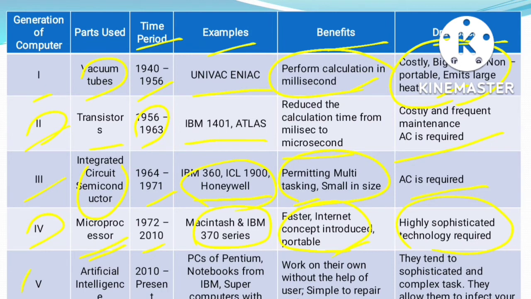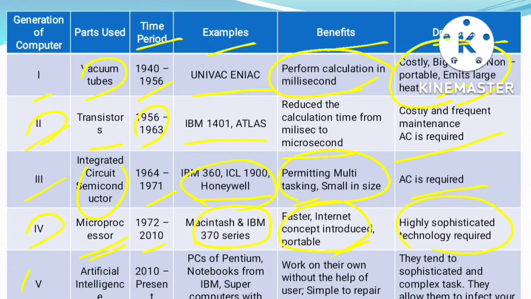Let us come to the fifth generation computer. So fifth generation computer, what is the part used? Artificial intelligence, and time period 2010 to present. And what are the examples of this generation computer? PCs of Pentium, notebooks, IBM supercomputers. These are the examples of fifth generation computer.